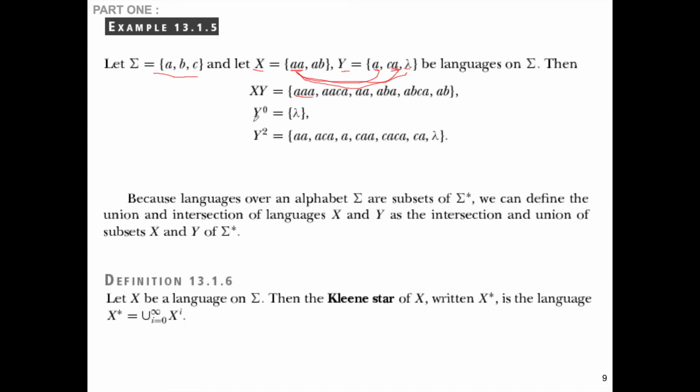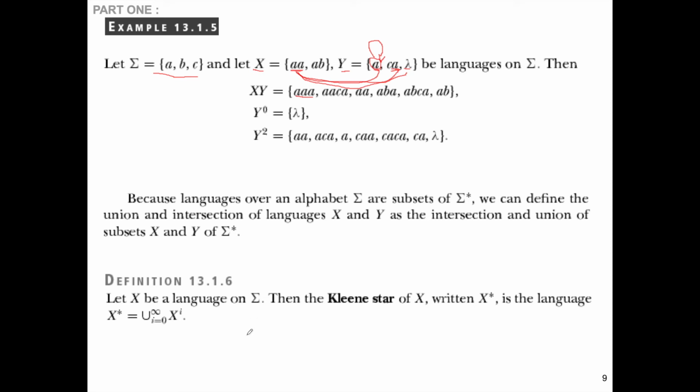Alright, Y to the power 0 is lambda, as we said earlier. Then Y squared equals the same elements, first in a relation with itself. So AA, ACA, A with lambda, then CA with A, CA with CA, CA with lambda, and finally lambda.